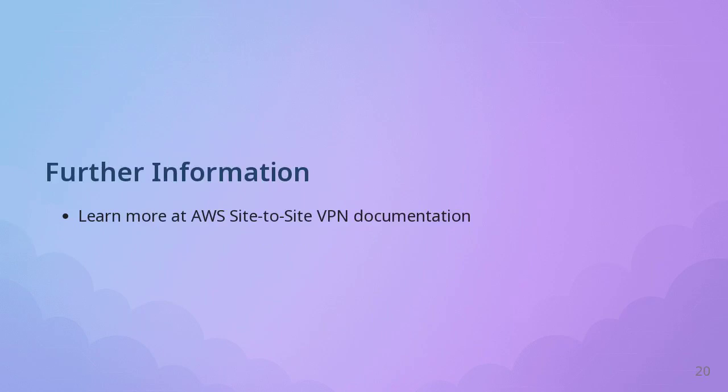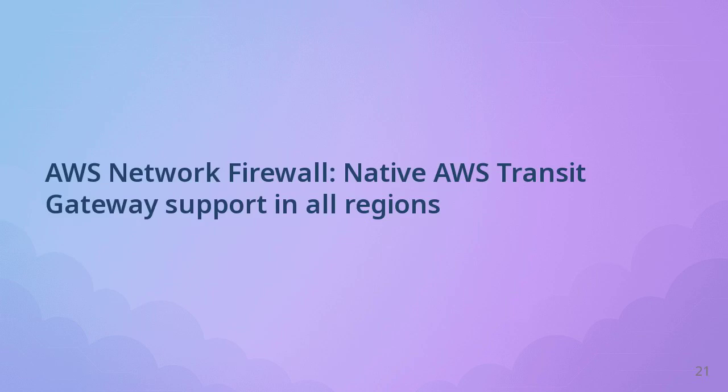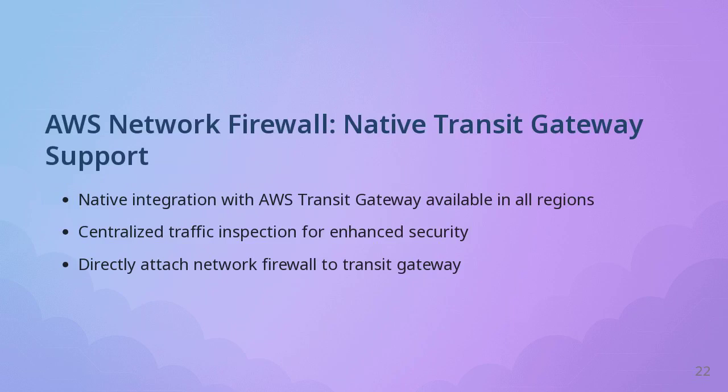AWS Network Firewall. Native AWS Transit Gateway support in all regions. AWS Network Firewall now supports native integration with AWS Transit Gateway for centralized traffic inspection in all AWS regions where both services are available. This integration enables customers to directly attach a network firewall to a transit gateway and easily route traffic between these services for consistent traffic inspection.